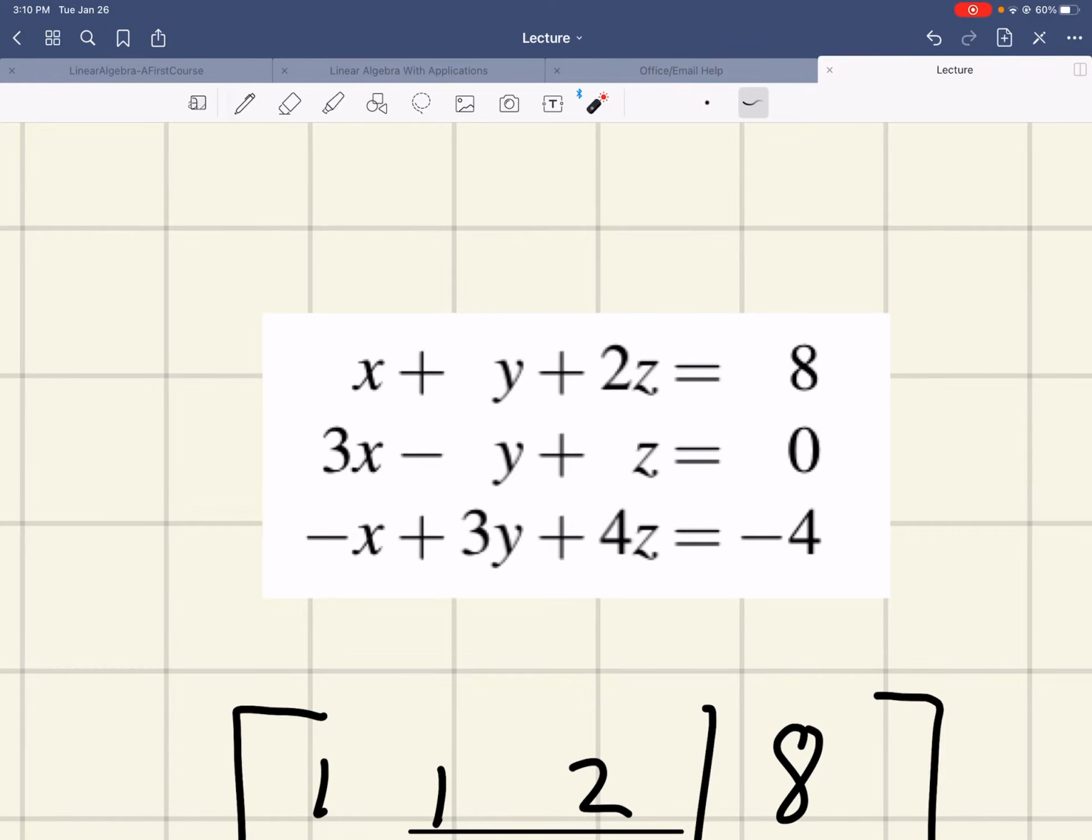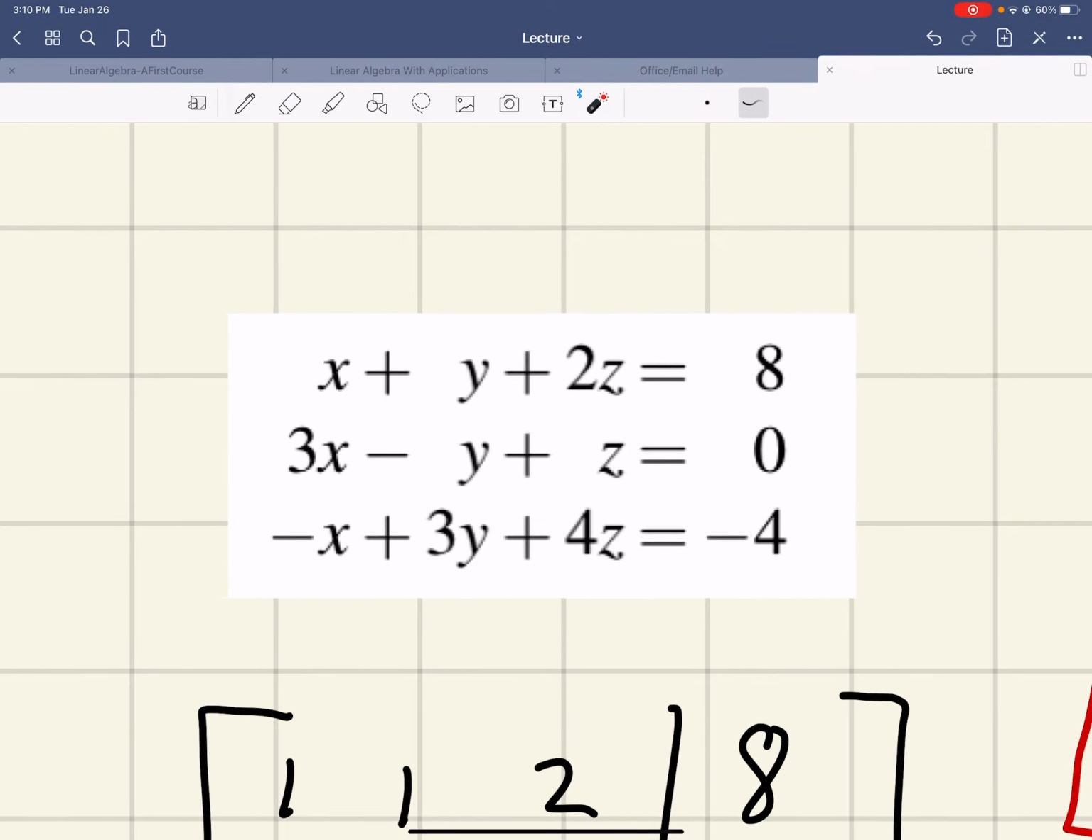Hey class, here is my little mini lecture. Since we're not going to meet this week, this is my little mini lecture on how you take a system of equations, turn it into a matrix, and perform the row operations, or Gaussian elimination, on it to arrive at a solution. So I just randomly took a problem out of the book.